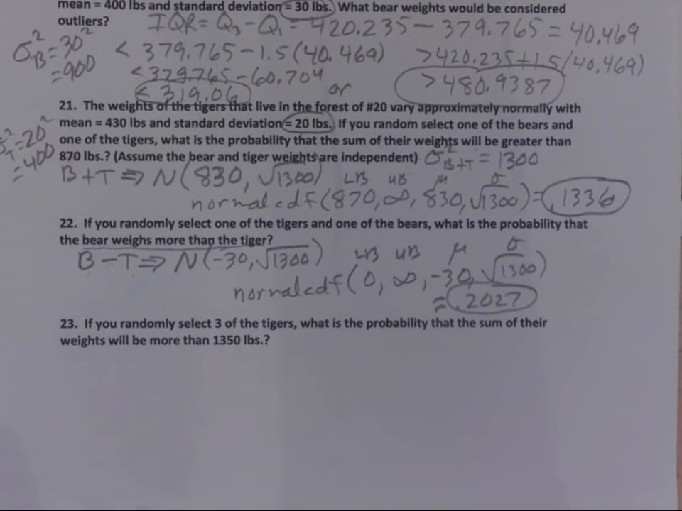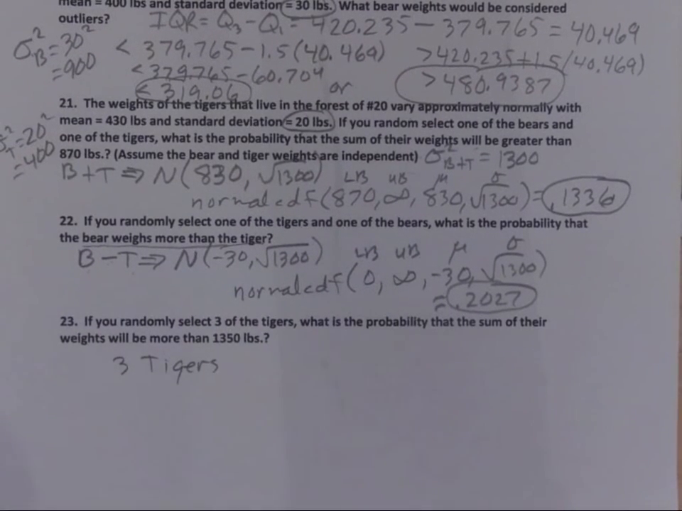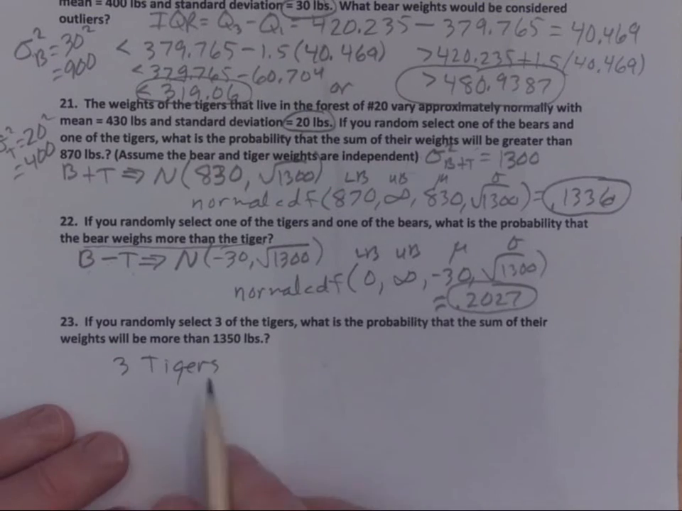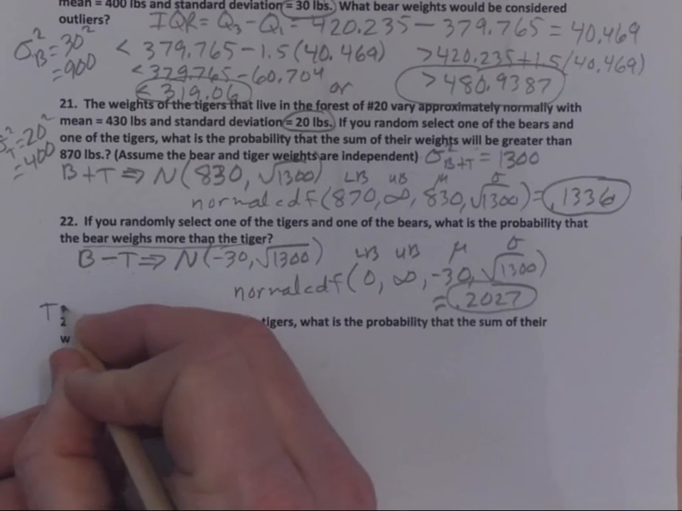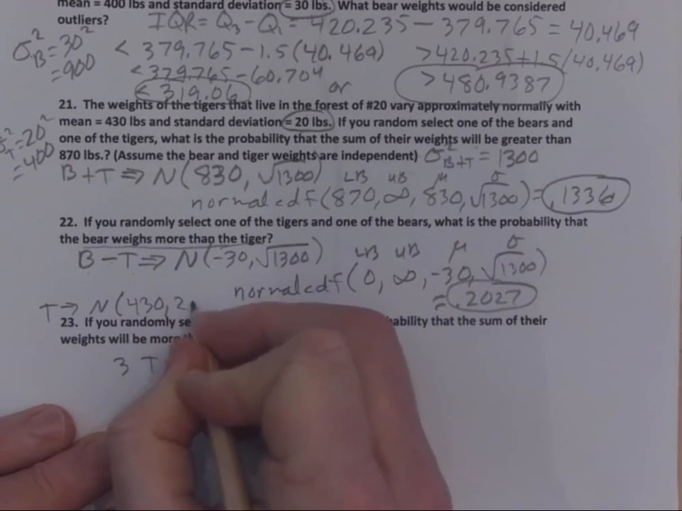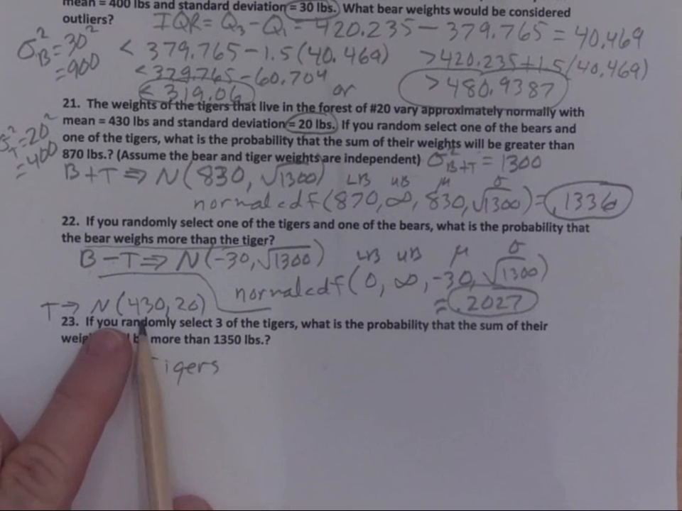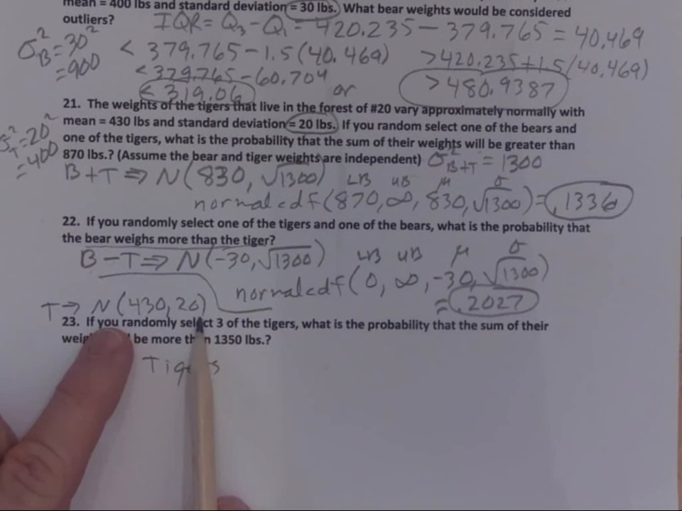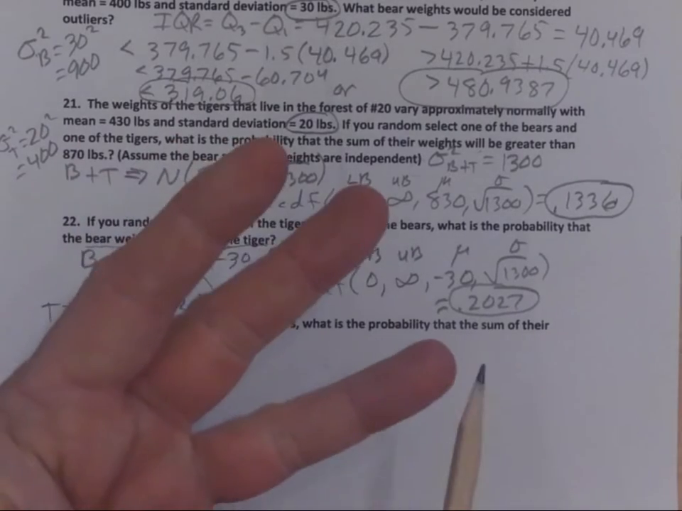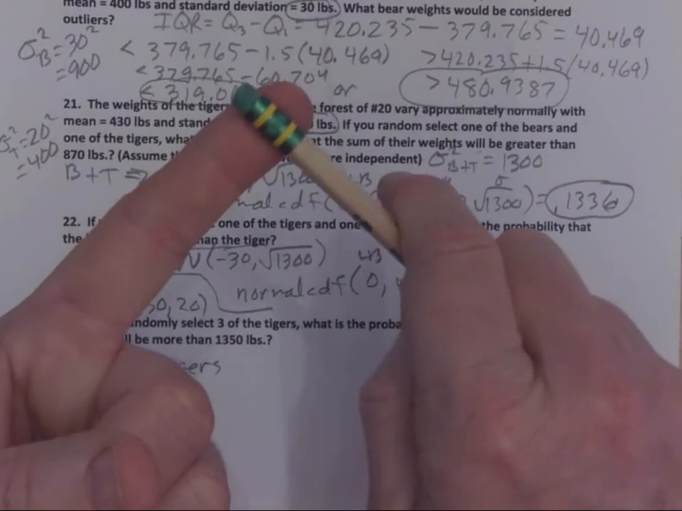Now, this is different. Getting 3 different tigers is different from getting 1 tiger and multiplying it by 3. In other words, if you multiply a distribution by 3, and once again, our tiger distribution is normal, approximately, has a mean of 430 and a standard deviation of 20. Now, if you get 1 tiger, and multiply it by 3, you can just multiply the mean and standard deviation by 3. That's a part of a transformation. But if you get 3 different tigers, and add them, that's a different thing. In other words, you've got to add together the distribution 3 times.